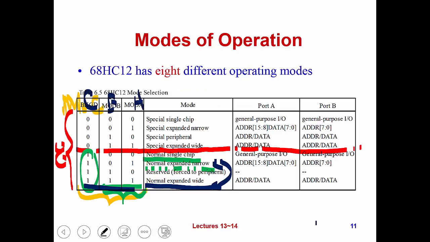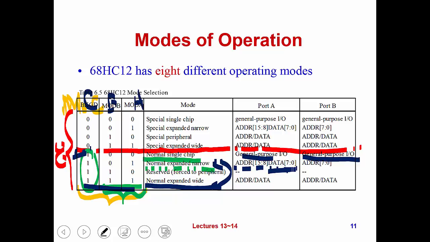If we configure a 60ADH12 in normal single chip mode, then port A will become the general purpose input output port. Same for port B. However, if we configure the microcontroller to run in normal expanded narrow mode, then the pins from 8 to 15 will play as address, and the pins from 0 to 7 are used for transmission of data.